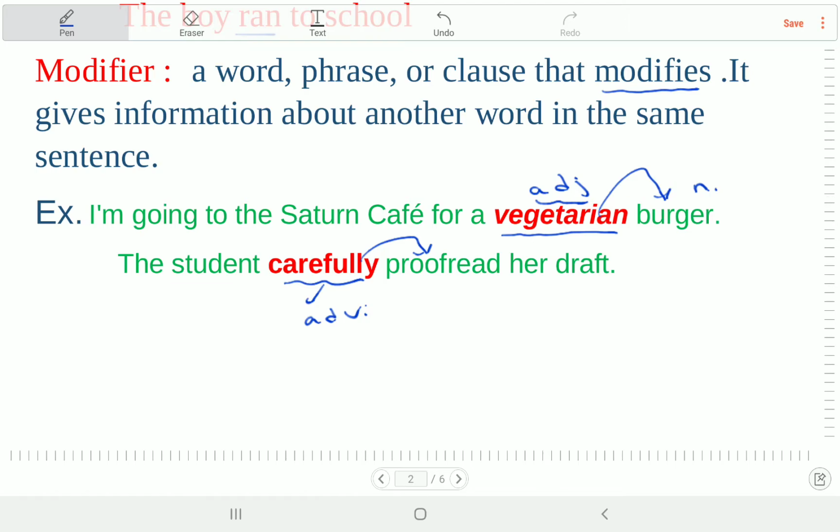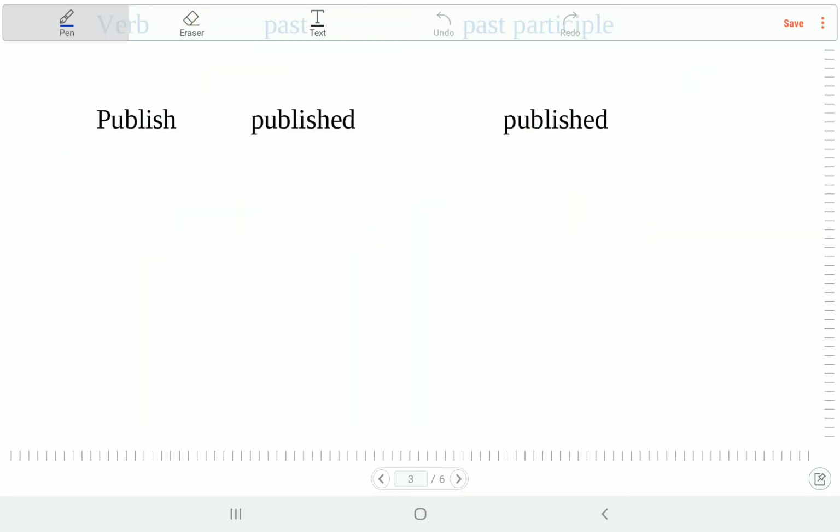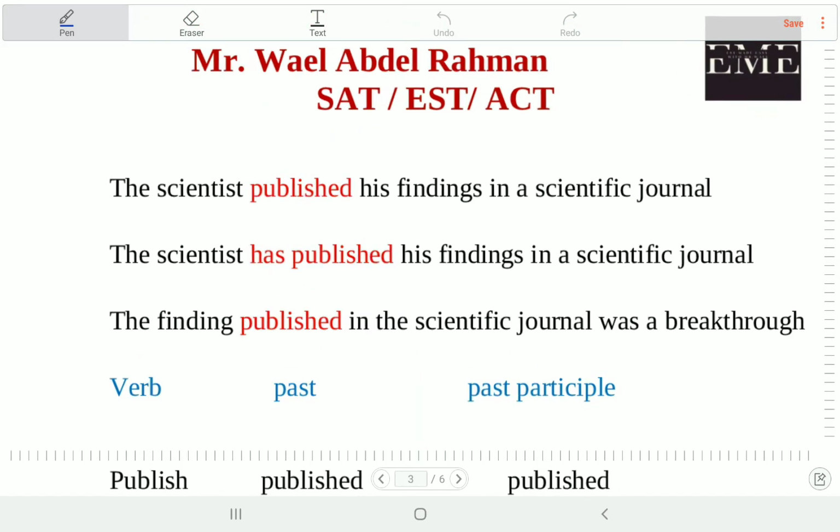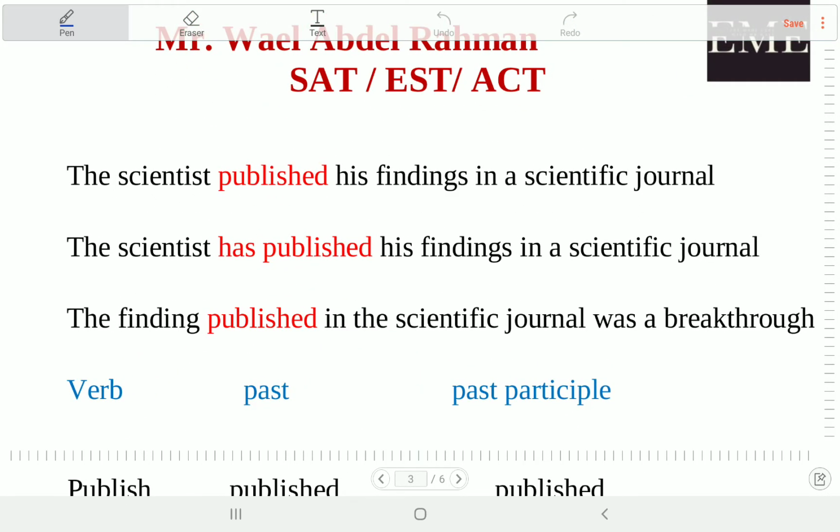So what is the problem? Can you please read these three sentences? Can you please start reading? The scientist published his finding in a scientific journal. Two: The scientist has published his finding in a scientific journal. Three: The finding published in the scientific journal was a breakthrough. So what is the difference between the three published ones? Can you please tell me?